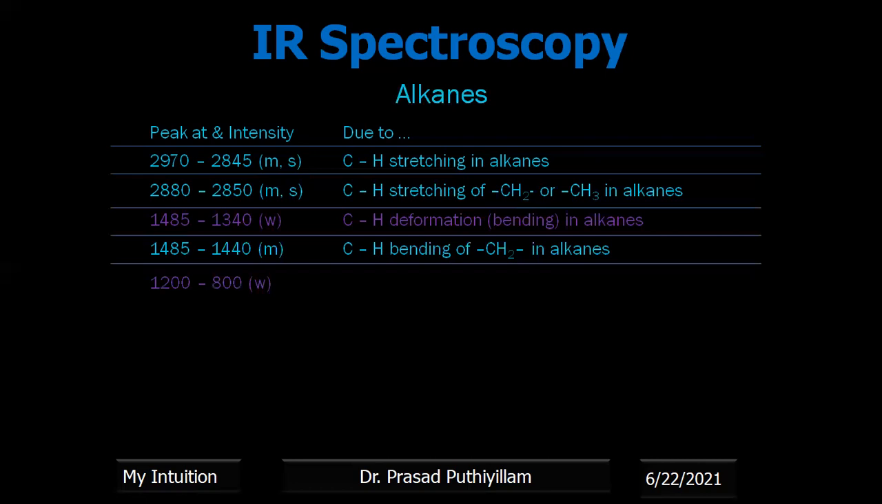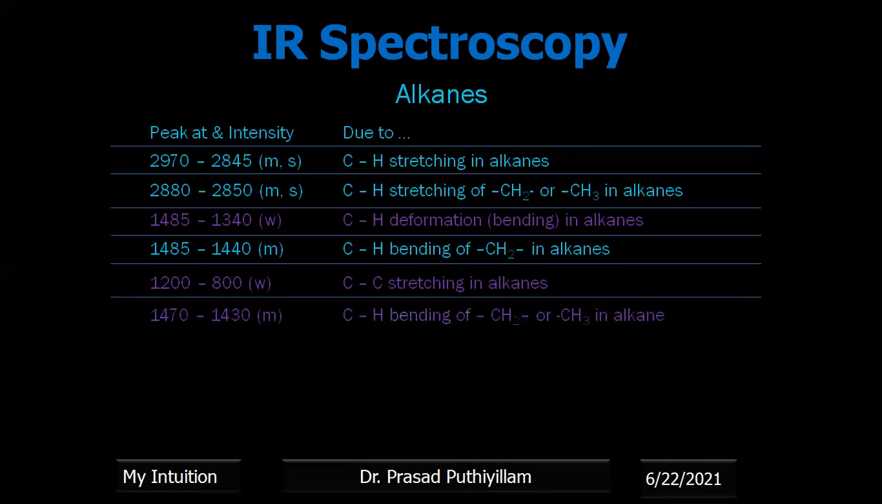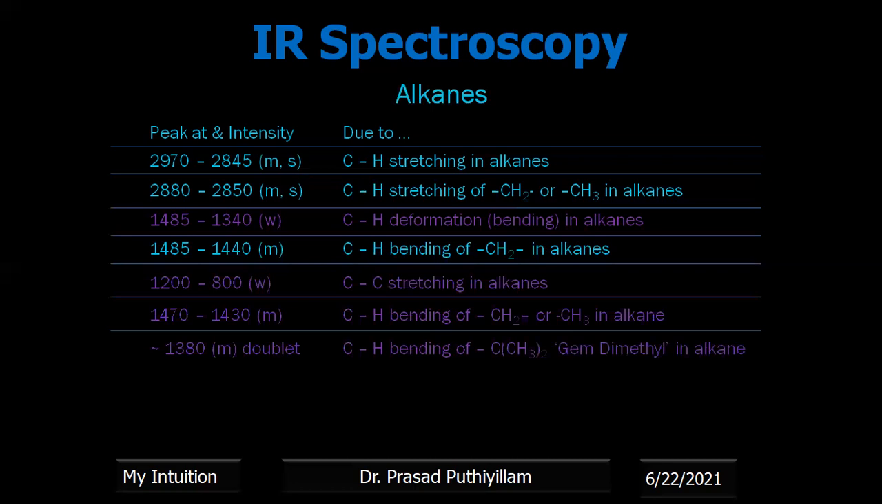1200 to 800, again a weak band, that is C-C stretching in alkane. Again, it is a weak band. 1470 to 1430, a medium peak if it is obtained, that is CH bending of CH2 and CH3 in alkanes. Approximately around 1380, medium type bands, and if a doublet is obtained near that frequency range, then it is due to CH bending of a geminal dimethyl group.